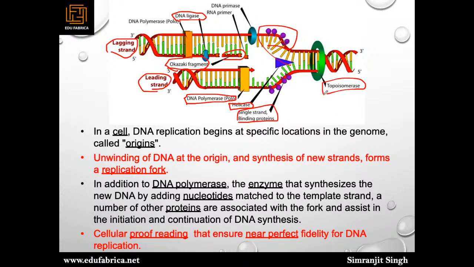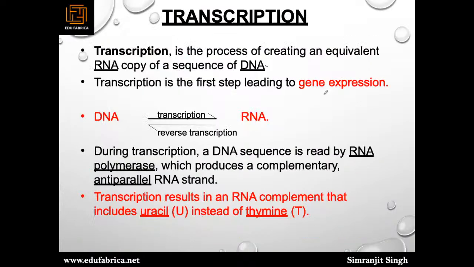So now let's go to the next part. That's what we have done. Then transcription. A transcription is a method in which your RNA is produced. It could also go reverse, reverse transcription could happen, making DNA from your RNA. So during transcription, your DNA sequence is read by RNA polymerase, which produces a complementary anti-parallel RNA strand. And also in this case, it includes uracil instead of thymine.